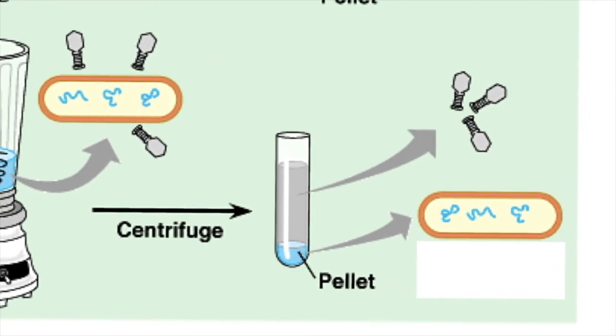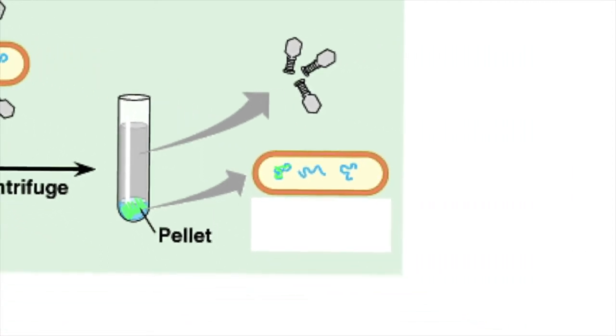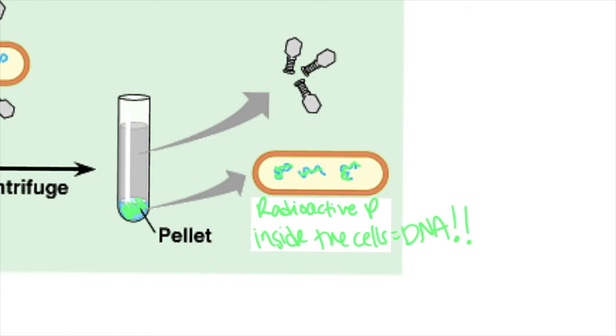And what they found, in fact, was that the radioactive phosphorus was in the cells. So inside of these cells, they had the radioactive phosphorus embedded in their DNA. So let's label that radioactive phosphorus inside the cells equals DNA. So this experiment confirmed that bacteriophages, which are a type of virus, infect their host cell with DNA.